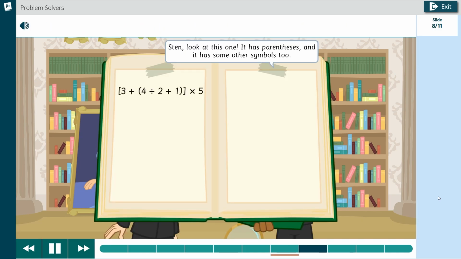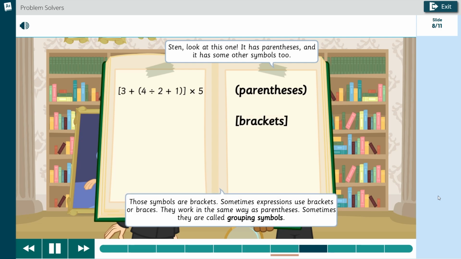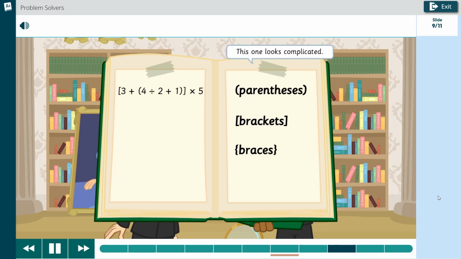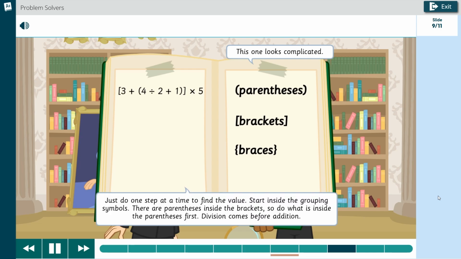Stan, look at this one. It has parentheses and it has some other symbols too. Those symbols are brackets. Sometimes expressions use brackets or braces. They work in the same way as parentheses. Sometimes they are called grouping symbols. This one looks complicated. Just do one step at a time to find the value.